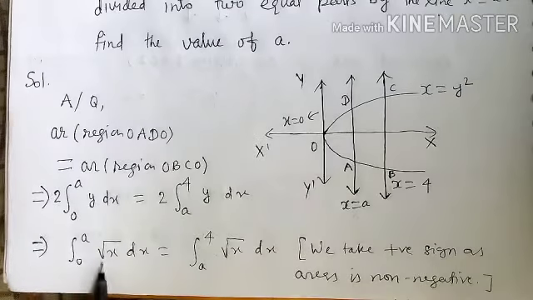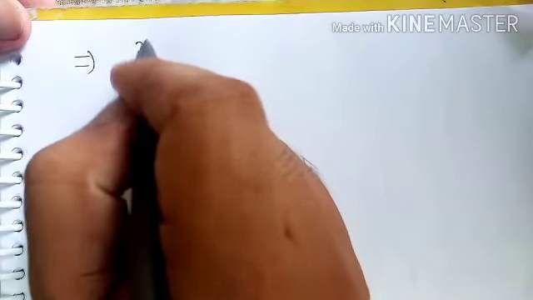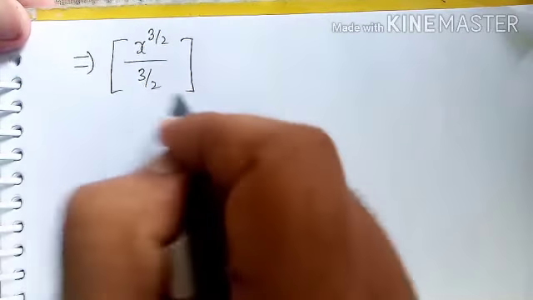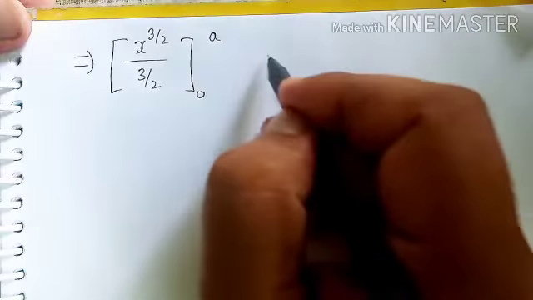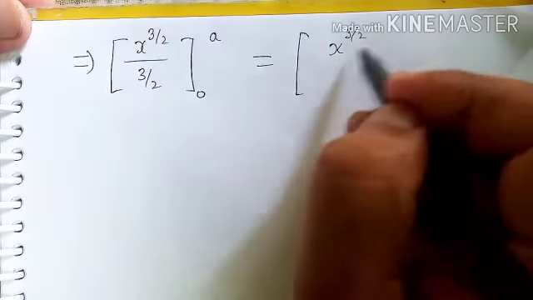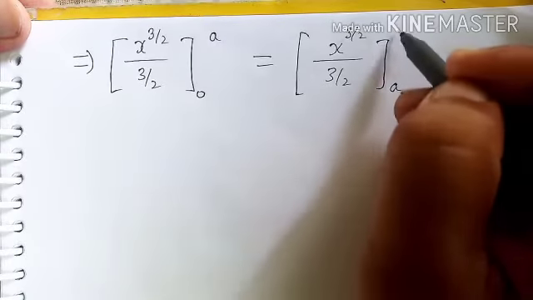Now we take the integral of root x. We have x to the power 3 by 2 by 3 by 2 from 0 to a. Again x to the power 3 by 2 by 3 by 2, a to 4.